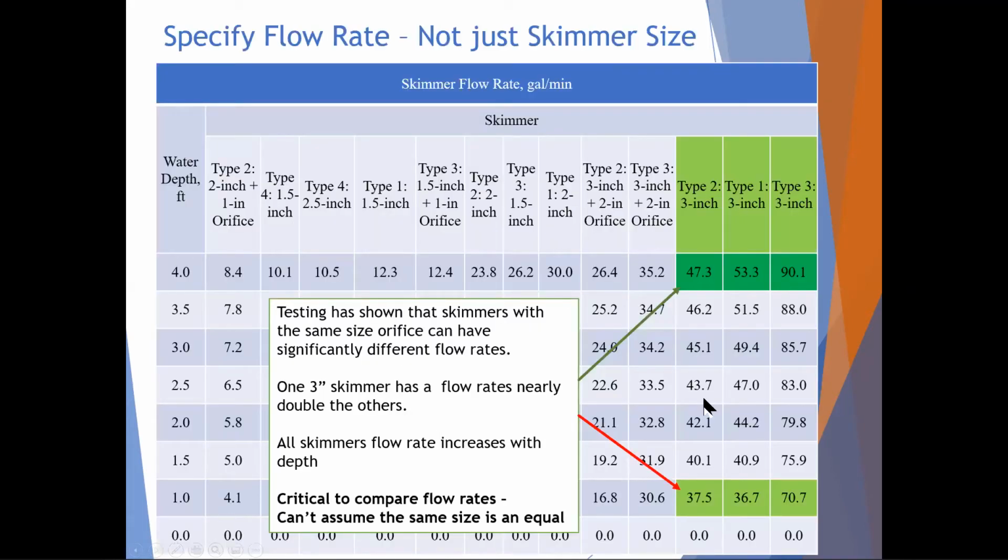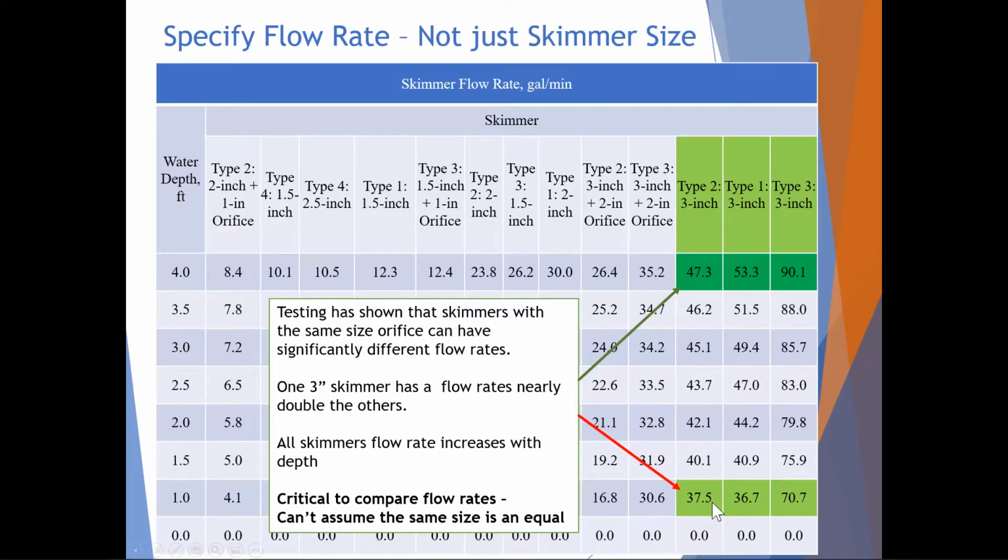So to emphasize the importance of flow rate, not just skimmer size, I want to refer to this chart. This was taken from some testing that was done by TRI Environmental. TRI was engaged by the state of Georgia when they were updating their Green Book, and they tested a wide variety of skimmers. And so for this, I'm going to focus on 3 different 3-inch skimmers.